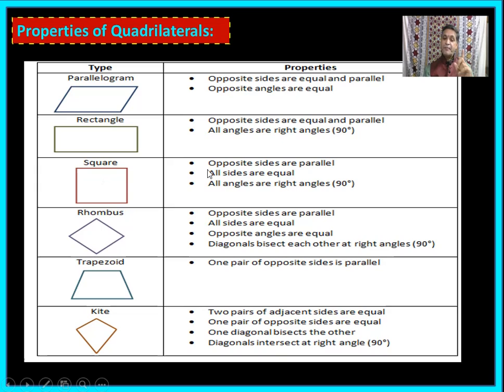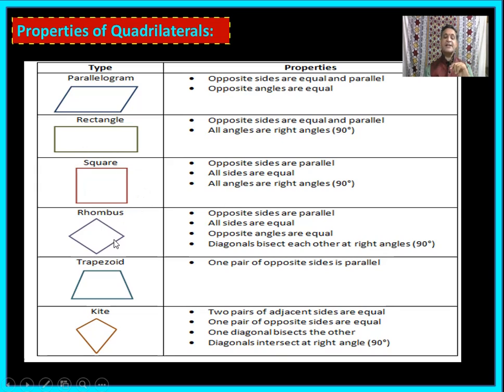Square. What are the main properties? Opposite sides are parallel. All sides are equal, four sides are equal. And all angles are 90 degrees. These are the main properties of a square.